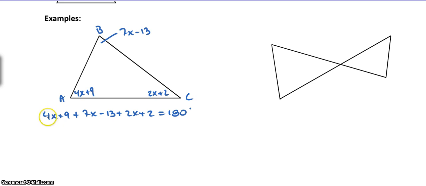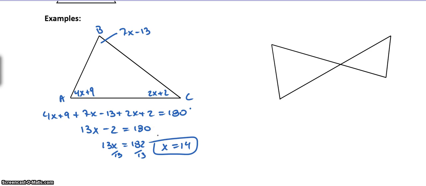Let's combine my like terms. 4, 7, and 2 give me 13x. 9, negative 13, and 2 give me minus 2. Add my 2 to both sides. 13x is 182. Divide by 13, and x is 14. 182 divided by 13 is 14. Now we could substitute the value in for x and find any angle measurement we wish if it asked us to. Now over here, let's try something different.